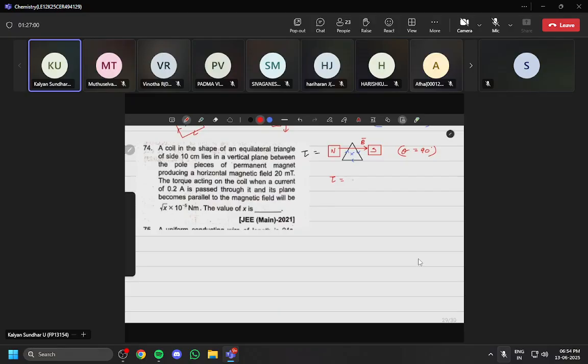So tau will be equal to, are there turns? No. So MB sin theta. Theta is already 90. What about the M vector? How do we write M? I into A into B. That's it.